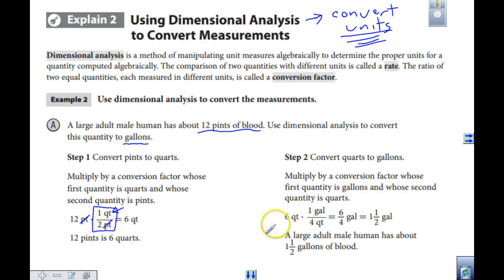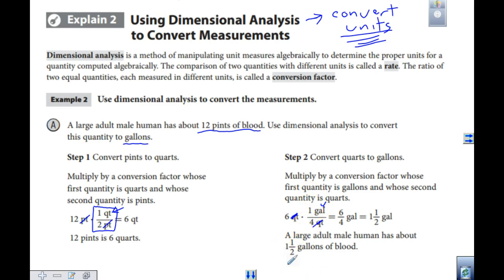Now we have to take that, bring it over here, now convert quarts to gallons. Once again, you can see how we put the quarts on the bottom, so it cancels with the quarts up here. What's left over? Just gallons. That's what we want for our answer. 6 times 1 is 6. Just 4 on the bottom. 6 over 4 is 1.5. So it turns out adults have about 12 pints of blood, which is 6 quarts, which is 1.5 gallons of blood.